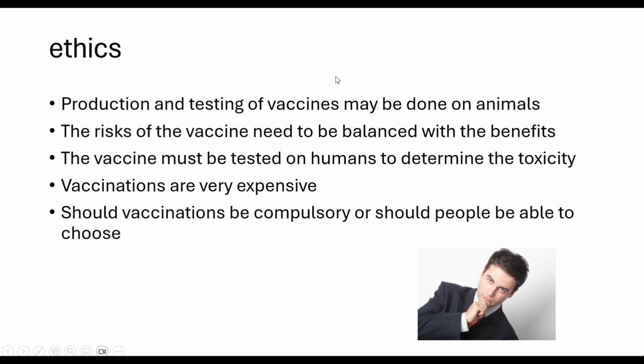Okay, so we've got to think about the ethical concerns. Production and testing of vaccines may be done on animals, so there's the animal ethics side of it. The risks of the vaccine need to be balanced with the benefits as well. That's a very smart point. The vaccine must also be tested on humans to determine the toxicity. And vaccines are also very expensive. They cost quite a lot to produce, as you can imagine.